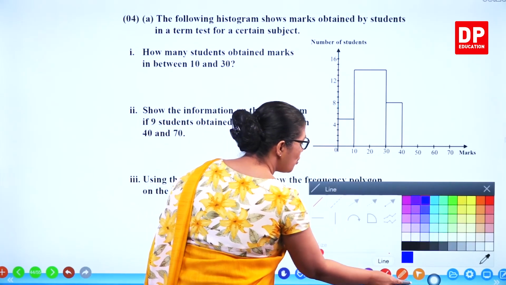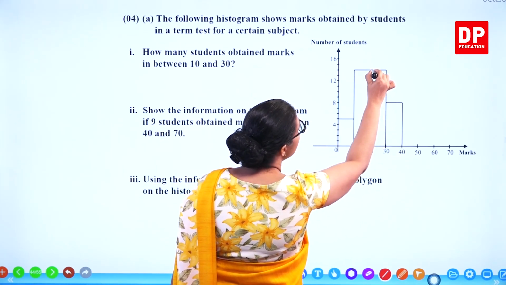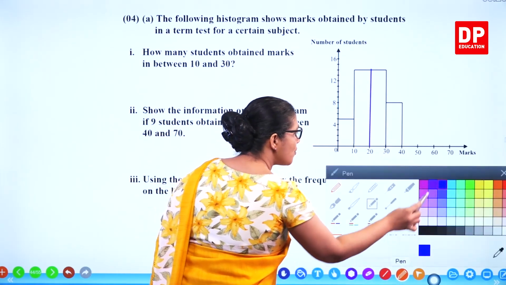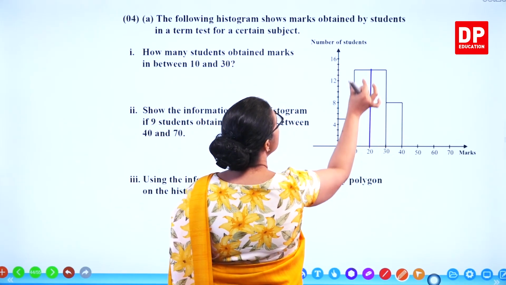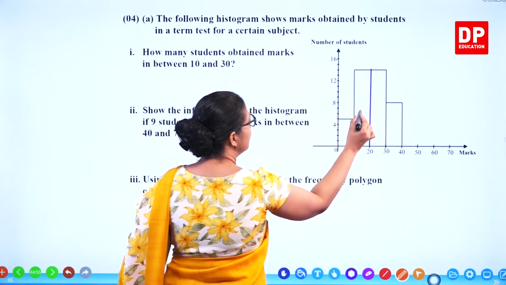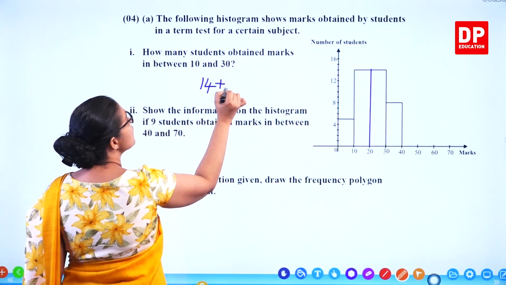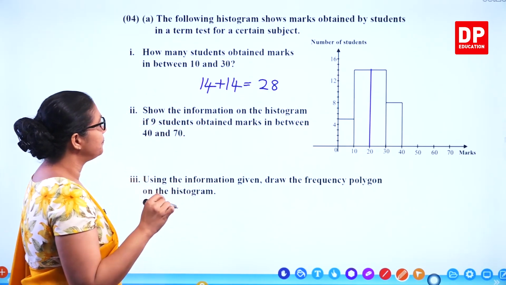So what you do, you can draw a line here and divide equally. Equal widths. Now you can easily find out the value. So 10 to 30 here. This is 12, 13, 14 and 14. So this is 14, 14. So altogether 14 plus 14, 28 students are there.